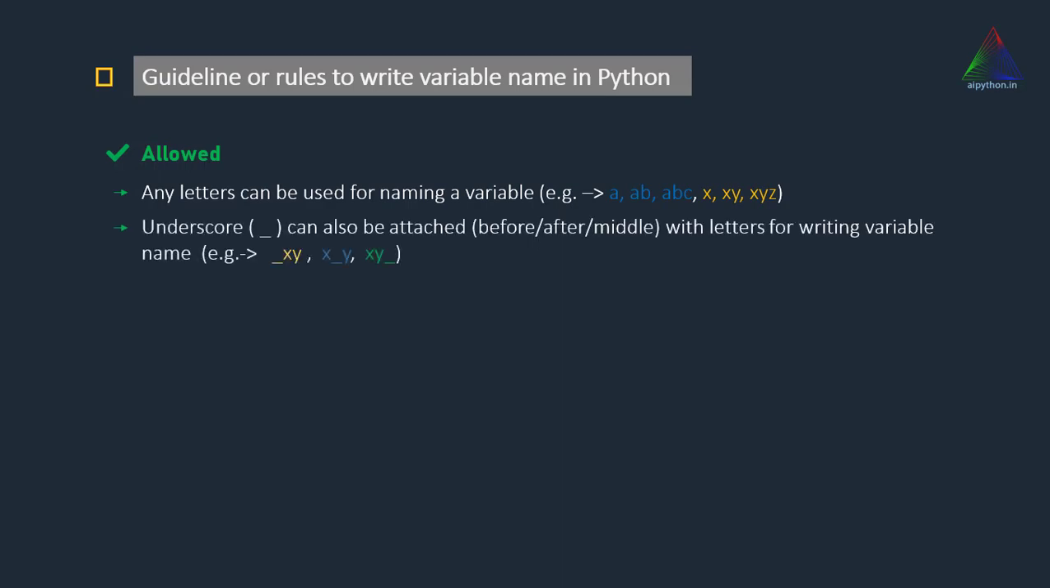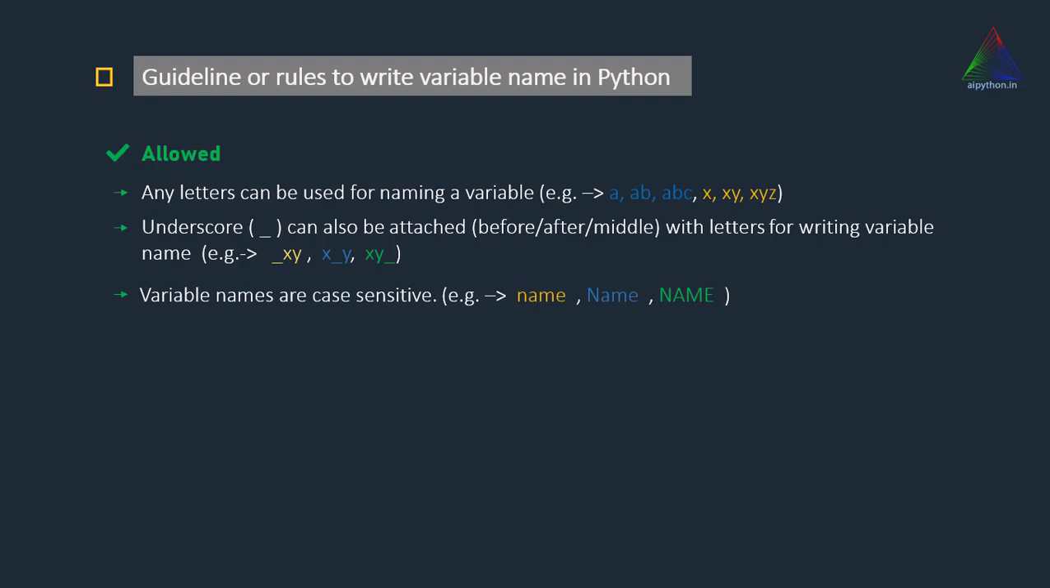The second one is you can use underscore. Underscore can be attached before, after, or in the middle with the letters for writing variable names. For example, _xy, or you can write x_y, or xy_. This is also allowed. You can use these names for writing Python variables.